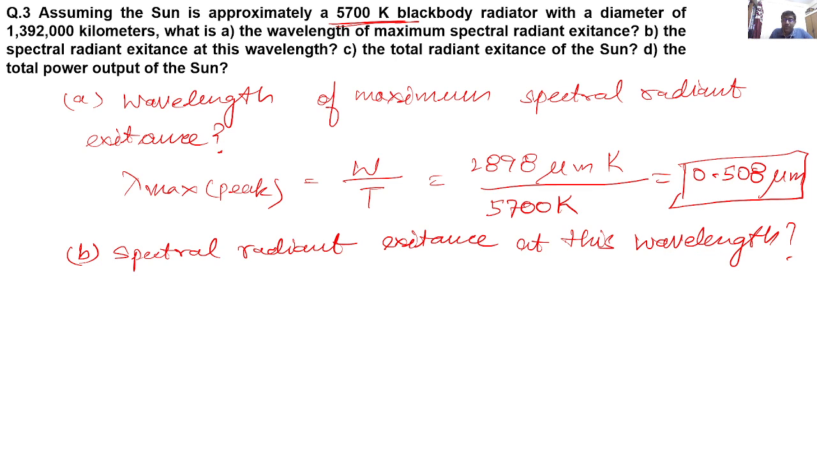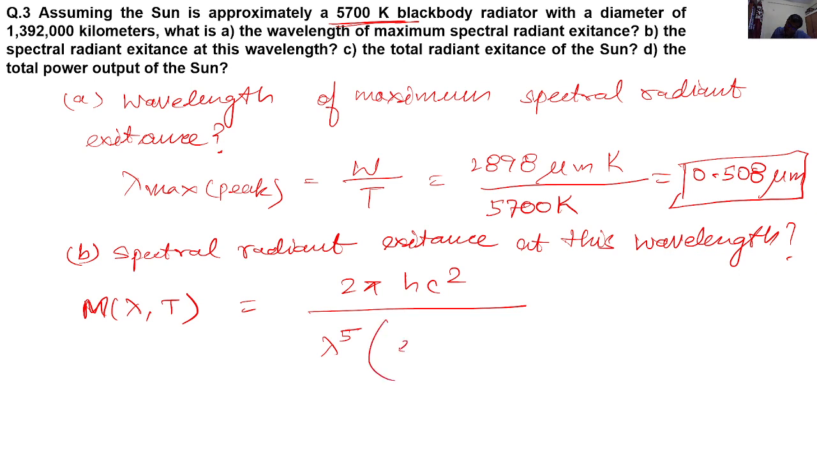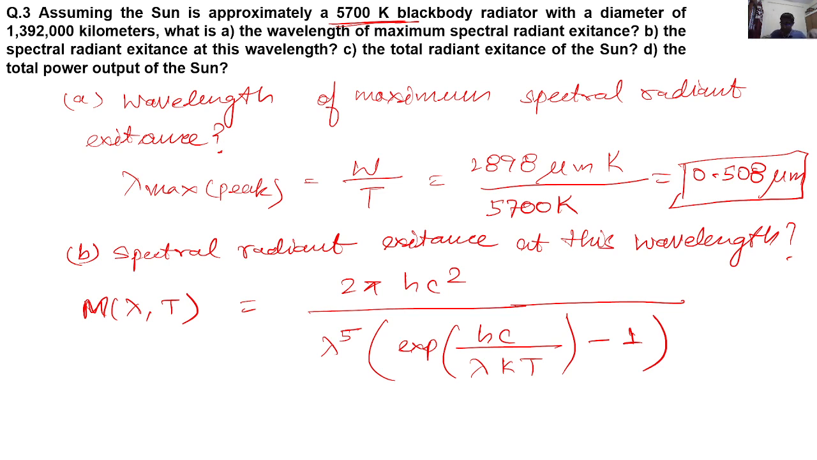So for this part, we would be required to use Planck's law. Planck's law is M lambda comma T, the radiant exitance for a particular wavelength lambda and a particular absolute temperature T. It comes out to be 2 pi h c square by lambda power 5, into exponent hc by lambda kT, minus 1. So this is Planck's law. We know it very well. It has been already referred to, but I will be taking another slide.